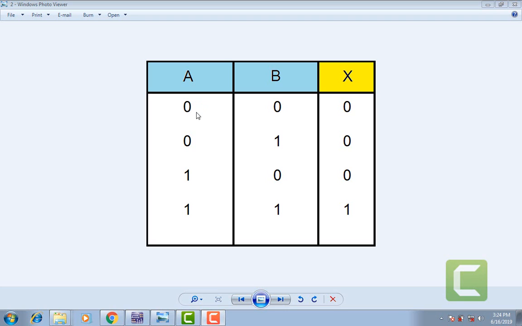If E is low and B is low, the X will be low. If E is low and B is high, the X will be low. If E is high and B is low, the X will be low. If E is high and B is high, the X will be high.